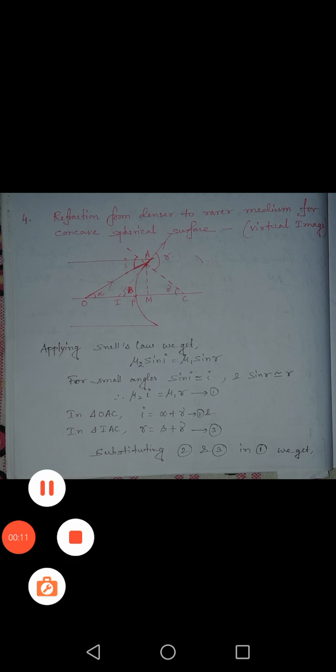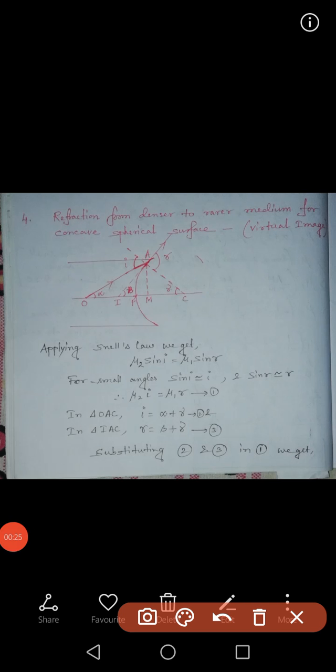In this video we will discuss case number 4. Here case number 4 is refraction from denser to rarer medium for a concave spherical surface. This time the refraction is taking place from denser to rarer medium, but in the earlier 3 cases that we discussed, the refraction was taking place from rarer to denser medium. So this time the object will be placed in the denser medium, and the shape is a concave shape.